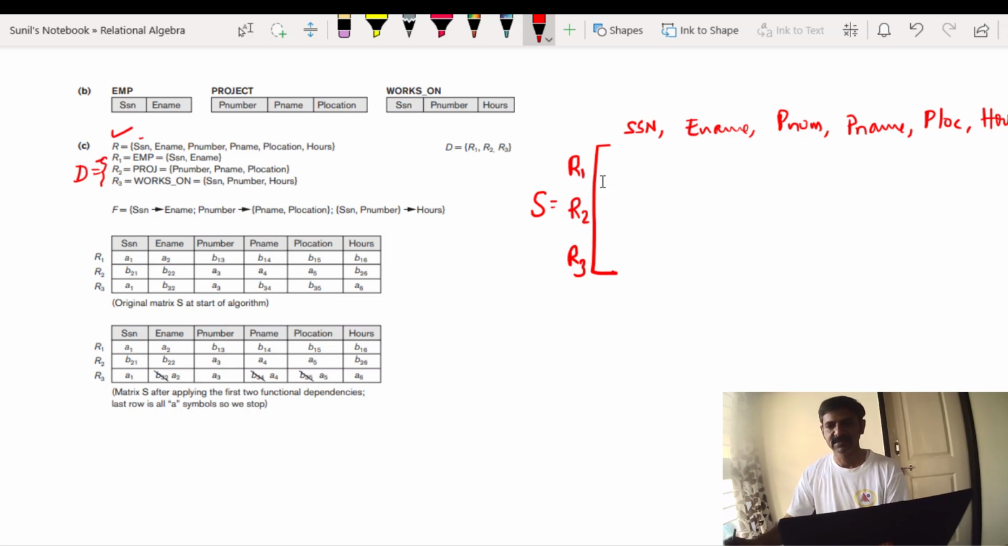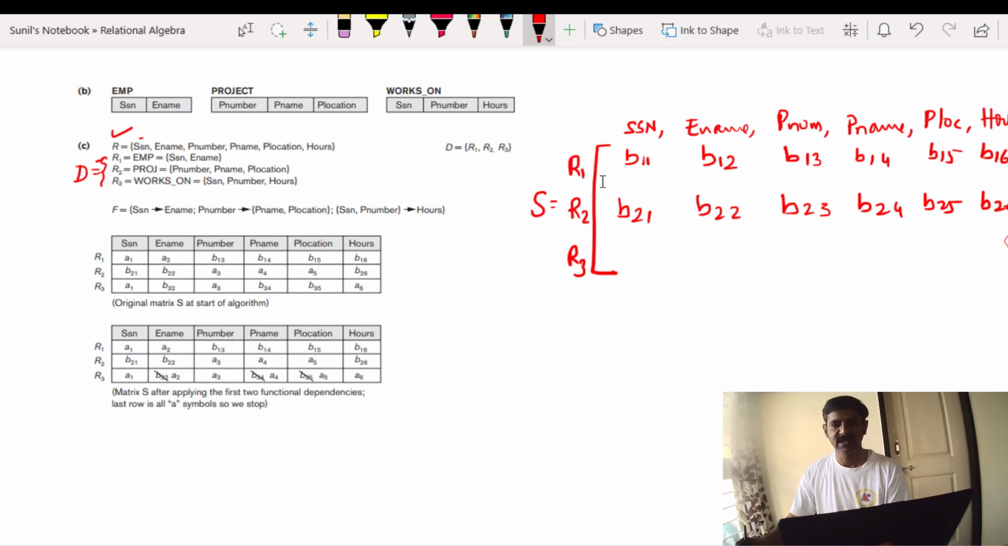So as you can see, there are 6 columns in this particular matrix. So there are 6 columns and 3 rows. What you have to do as a first step is fill every element with Bij: B11, B12, B13, B14, B15, B16. Similarly, here this will be B21, B22, B23, B24, B25, B26. I'm sure you are all following what I'm explaining to you.